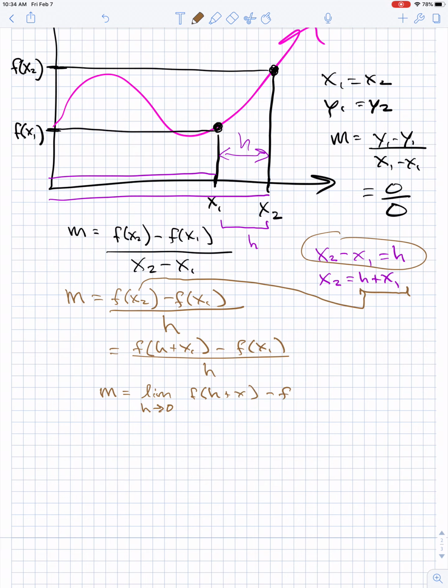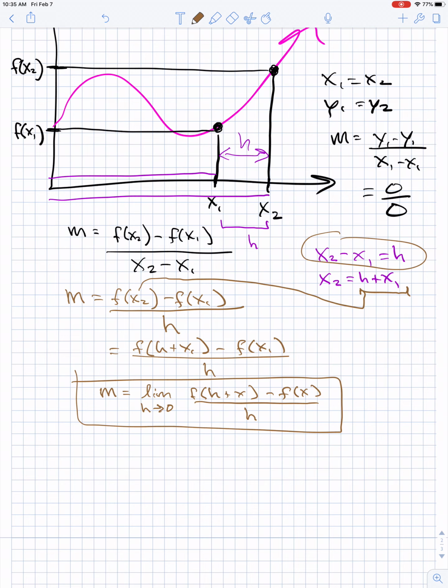I'm leaving the little ones off my x's because they're all the same now, we don't really need it. Okay, and we arrive at the definition of the derivative. Now what's fascinating about this is we didn't really do anything other than relabel stuff, right? We called, instead of y1, y2, we used f of x1, f of x2. Instead of x2 minus x1, we use h, but it's really all the same thing. So this is actually a profound result.